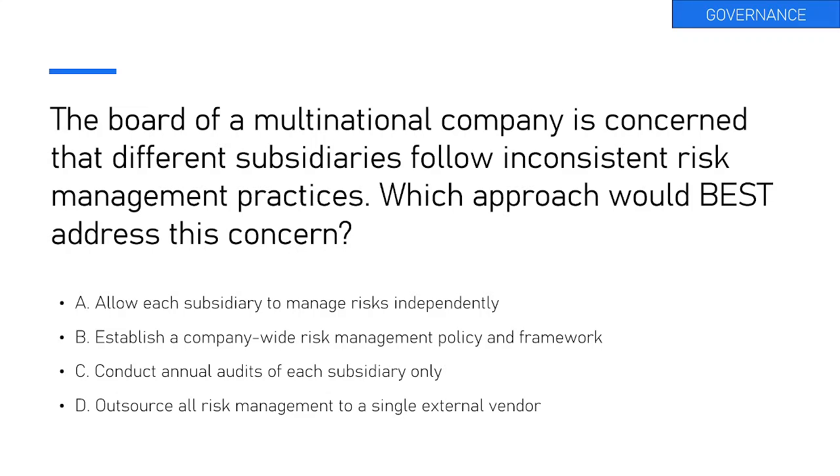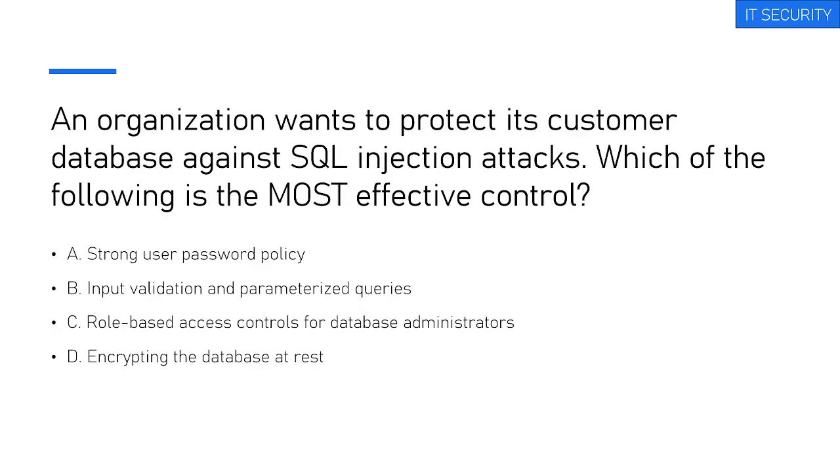But I think this is also B, establish a company-wide risk management policy and framework. Because by doing this, all of these subsidiaries will follow the consistent practice. And they're all going to be aligning to the enterprise objectives or the goals, right? So I think B is the right answer here. All right, let's move on to the next one.